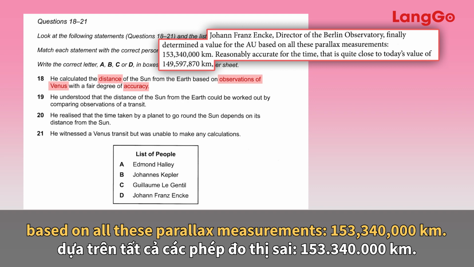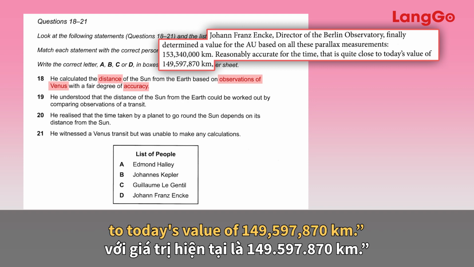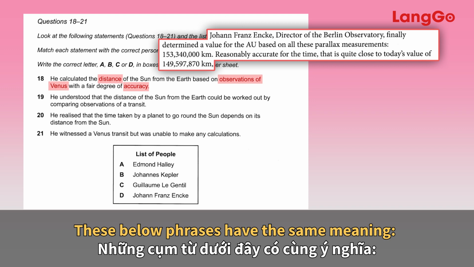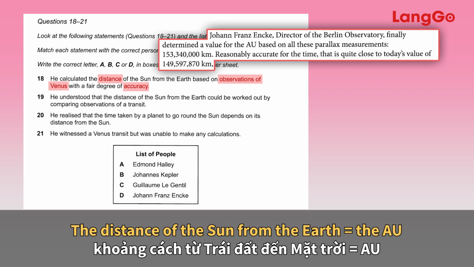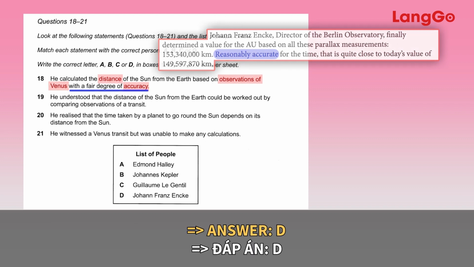153,340,000 kilometers. Reasonably accurate for the time, that's pretty close to today's value of 149,597,870 kilometers. The below phrases have the same meaning. The distance of the Sun from the Earth is the AU, and with a fair degree of accuracy means the same as reasonably accurate. Our answer here is D.